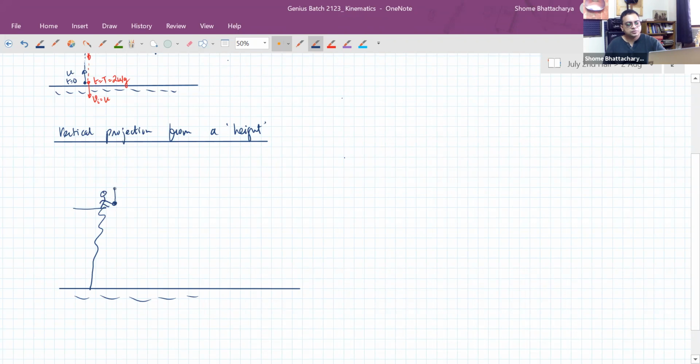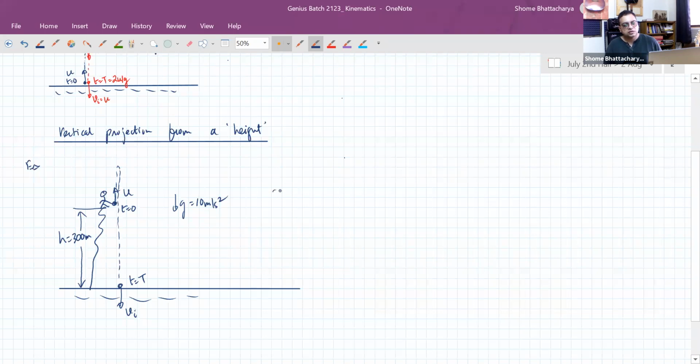Now a person throws up an object at t equal to 0 with some speed u. And this height here is 300 meters. This object goes up like this and then comes down. He doesn't catch it on the way down. So it impacts the ground at some time t with some impact speed vi. Okay, and we'll take g as 10 meters per second square.